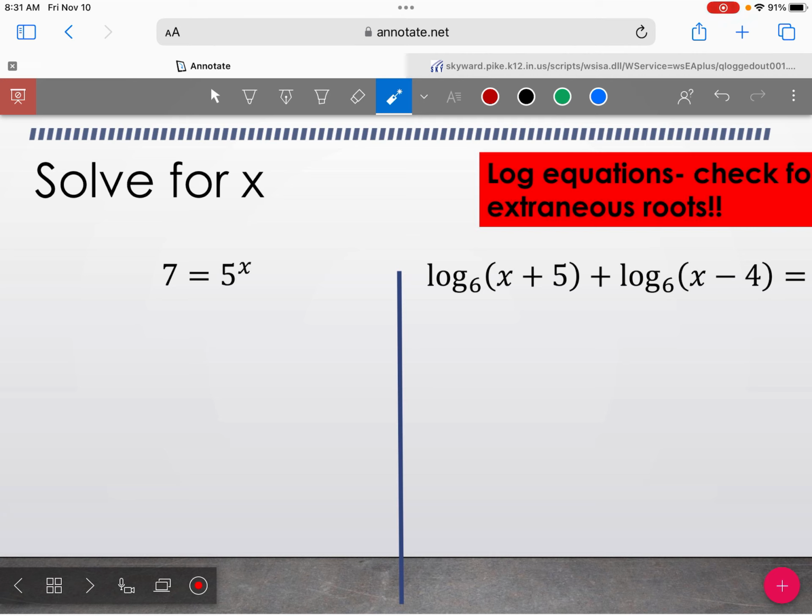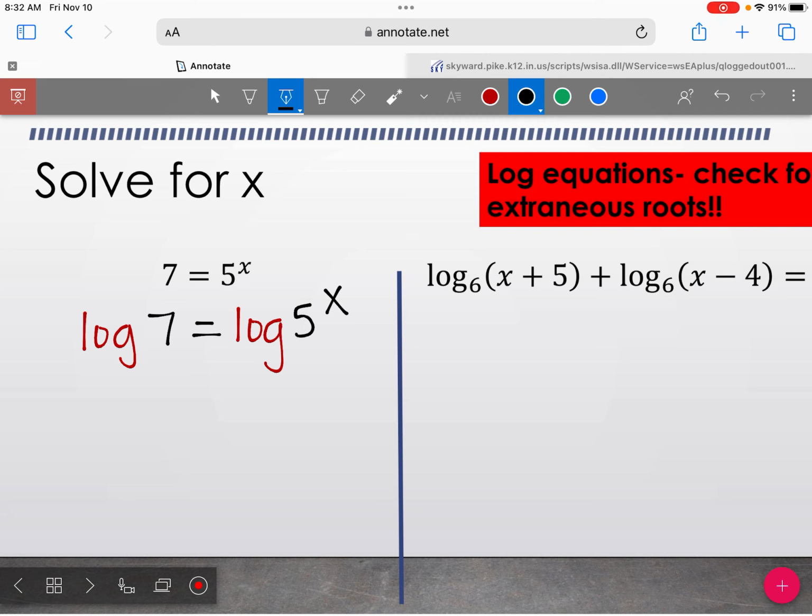Okay, so we can't rewrite a 7 and a 5 with a common base. So there is no way for me to rewrite these numbers with a common base. This is when we have to use a log. So when you come into this situation where you cannot rewrite it with a common base, we have to put a log in on both sides. It doesn't matter which log you use. You can use a common log or a natural log. I'm going to use a common log. So I have the log of 7 equals the log of 5 to the power of x.